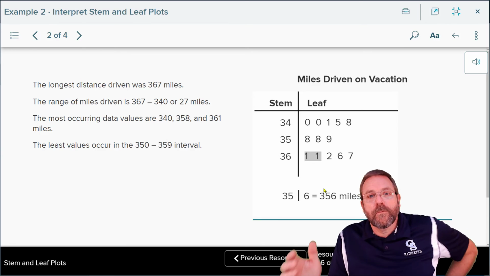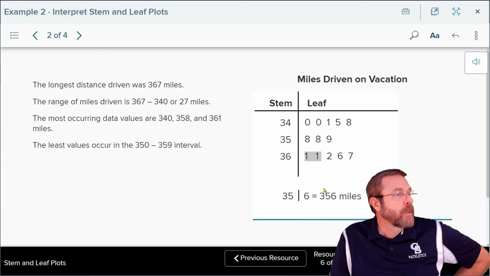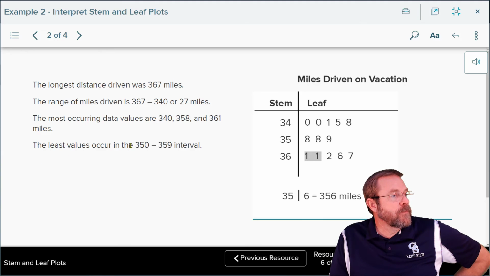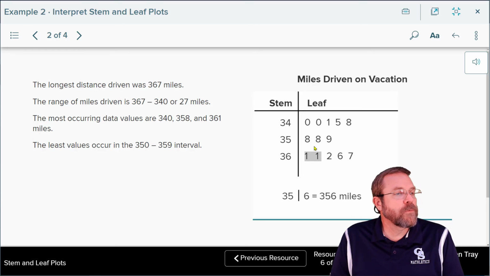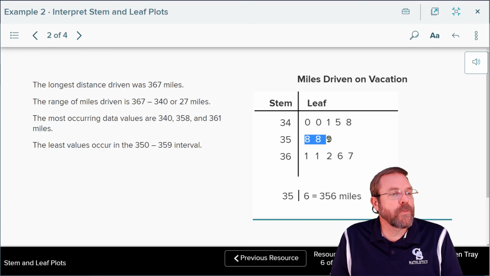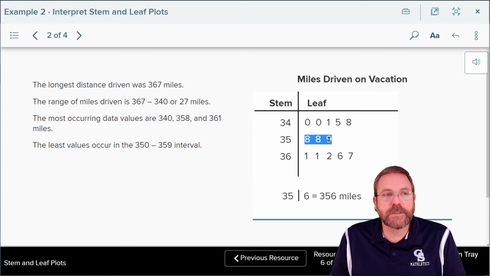So remember, we call the one that occurs the most often the mode, and then the least data values that occur is going to end up being, let's see, that's going to be the 350 to 359 range, because there was only 3 of them, while there was 5 of them in the 340 range, and there was 5 of them in the 360 range.